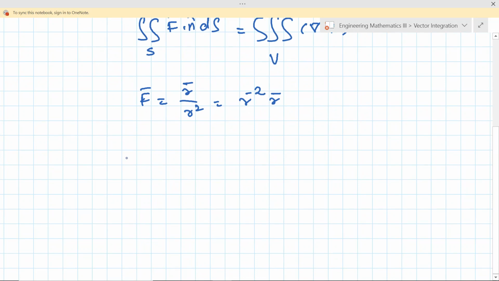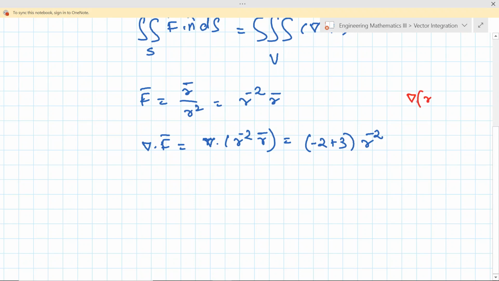And now what is my del dot f bar here? So this is del dot f bar. This is equal to r bar del dot r bar f bar is nothing but r raised to minus 2 into r bar. So this is nothing but minus 2 plus 3 into r raised to minus 2, because we have the result. What result I have used here? Del dot r raised to n into r bar is nothing but n plus 3 into r raised to n. This result I have used here. We saw this result in the previous unit.